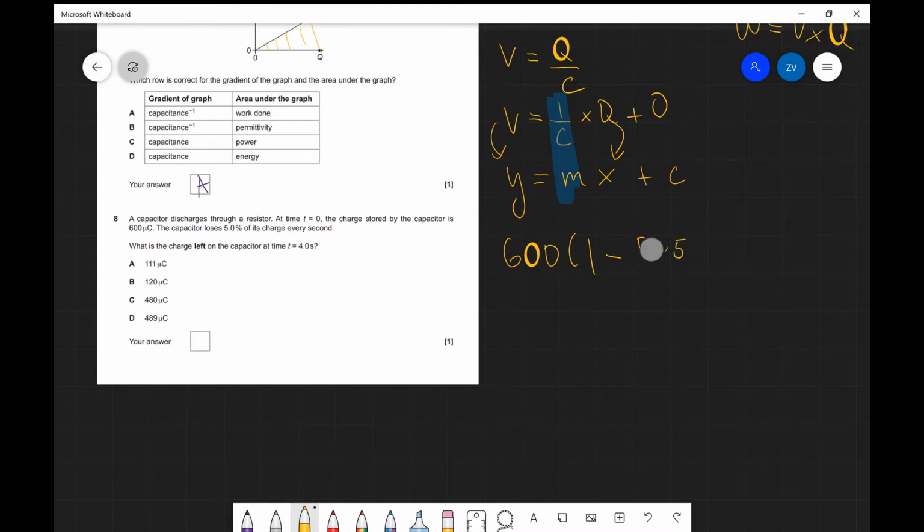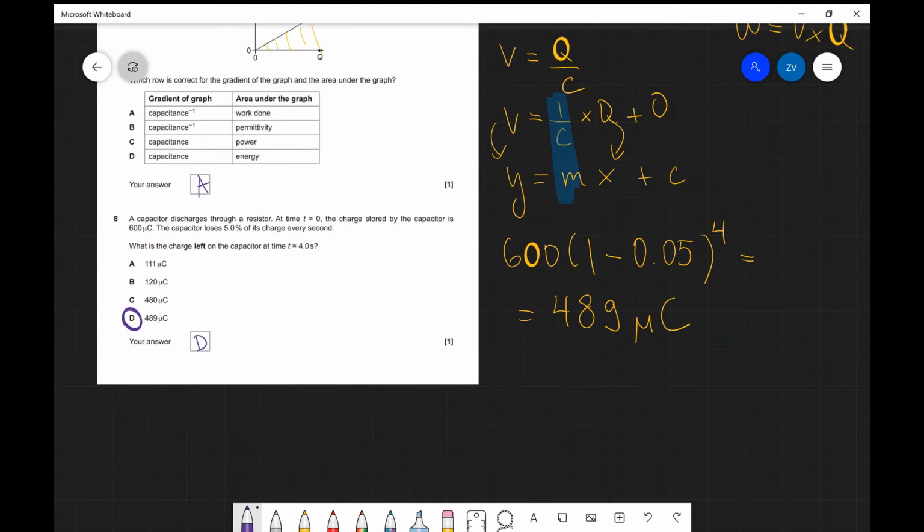Let's just write this a little bit more clearly. So 1 minus 0.05, and we need to raise that to the number of times that we're doing this. So we're doing this 4 times over 4 seconds. And if we put this into a calculator, I'm going to get 488.7. Let's round it up to 489 microcoulombs, which leads to the correct answer being D.